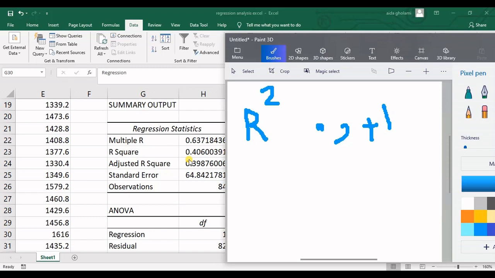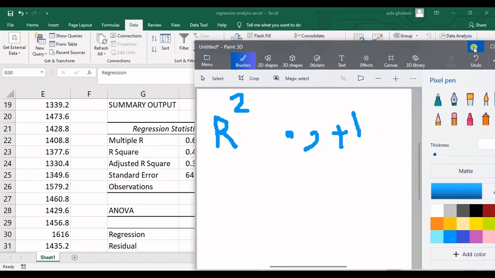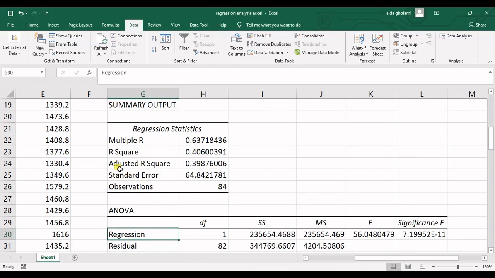You should know other information to judge whether this R square is good or not. But the next one you can see here is adjusted R square. Adjusted R square also indicates the strength of the relationship, but the adjustment is made because of the number of independent variables.